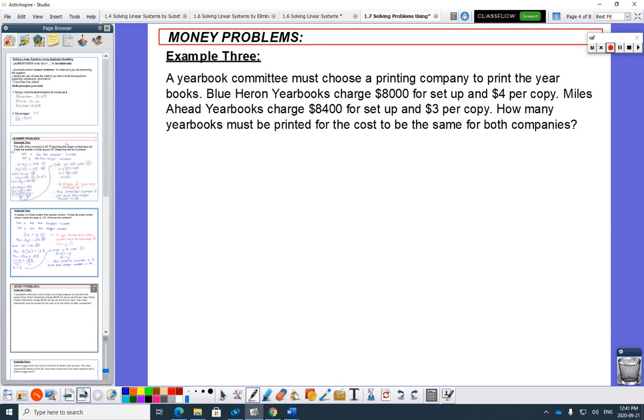Okay. This next question is basically just combining two of the problems you probably did in grade 9. So a yearbook committee must choose a printing company to print the yearbooks. Blue Heron yearbooks charge $8,000 for setup and $4 per copy. Miles Ahead yearbooks charge $8,400 for setup and $3 per copy. Did I say 6,000? 8,000? I need my glasses. How many yearbooks must be printed for the cost to be the same for both companies?